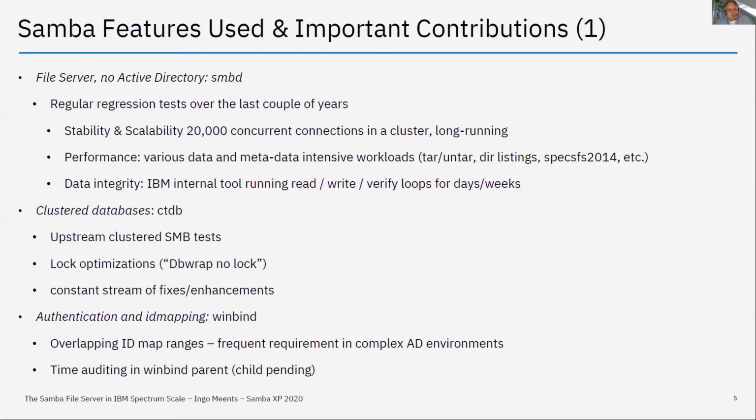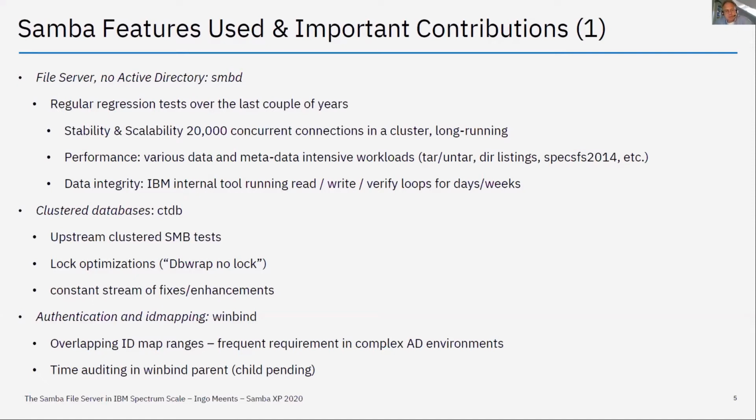Over the last couple of years, we have been heavily hitting that with regression test cases. We're claiming support of 20,000 concurrent SMB connections in a cluster. So we have set up a decent workload within a test appliance that spawns 20,000 client connections and runs on a cluster for a couple of days to see that we don't lose a single connection in these long-running tests. Furthermore, we also make sure that we don't regress on performance.